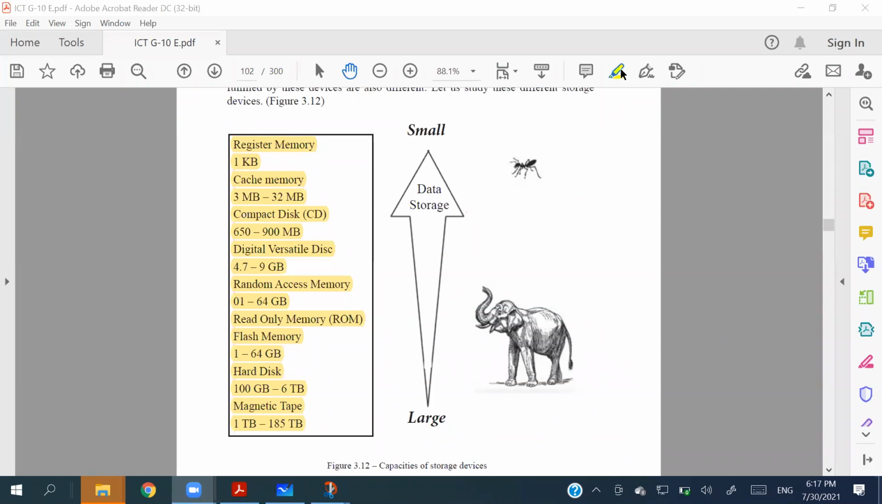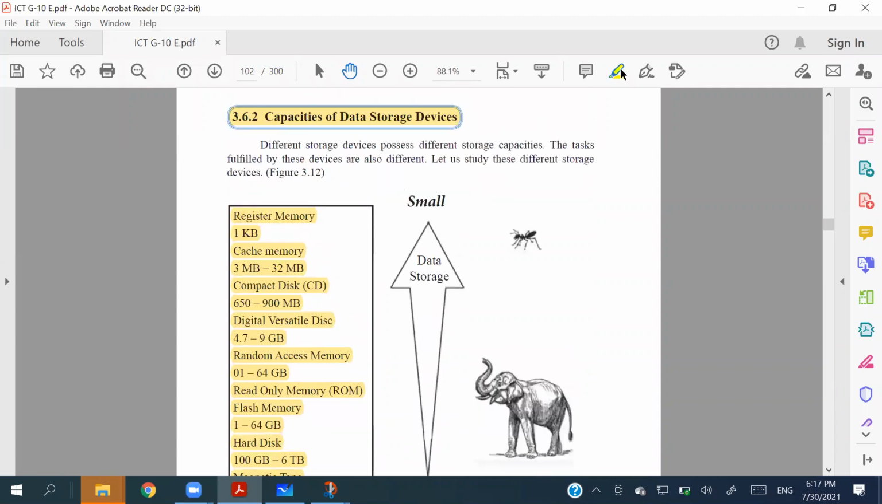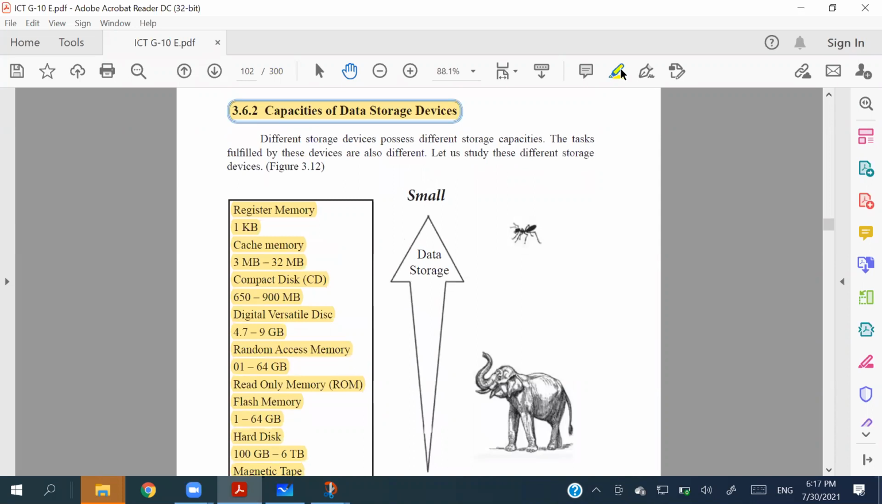So what is the heading? Yeah, the heading is going to be like this: capacities of data storage, and copy down the data storage with the arrow.